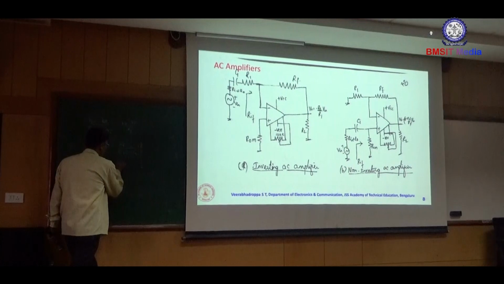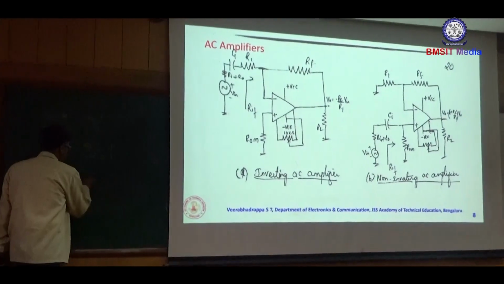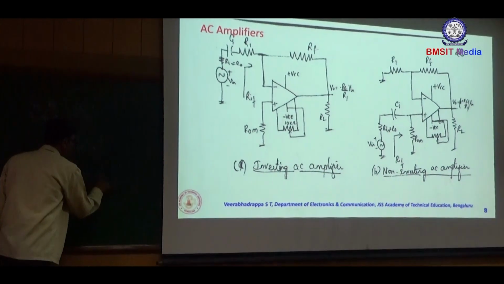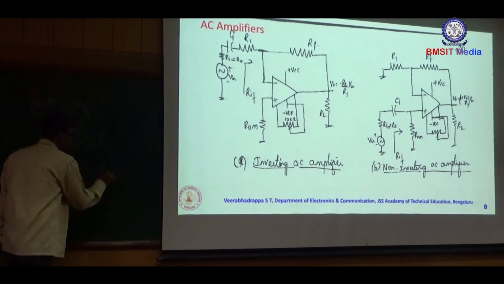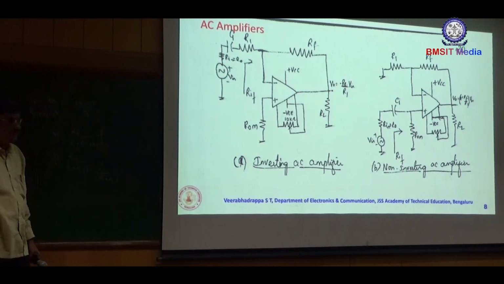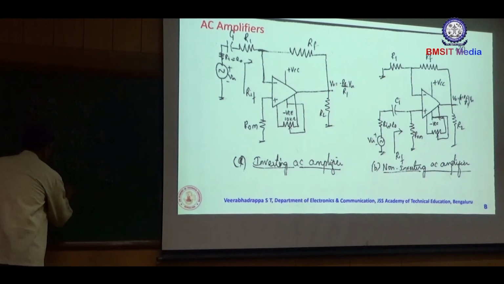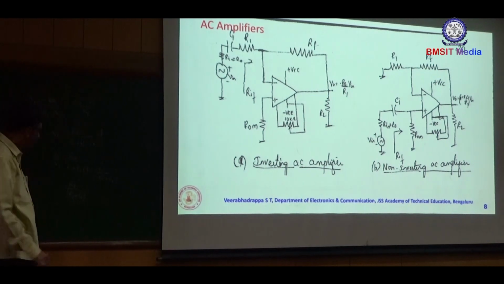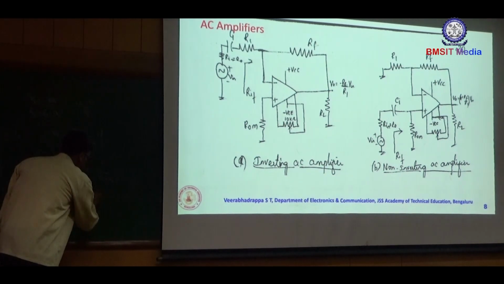This is equal to, if you take Rf divided by Ri plus R1 common, then you get 1 minus jXC divided by Ri plus R1. What is XC? XC is nothing but 1 by 2 pi FC. Therefore, this is equal to minus Rf by Ri plus R1 into 1 minus j divided by 2 pi FC Ri.